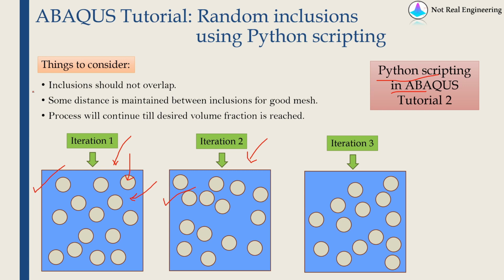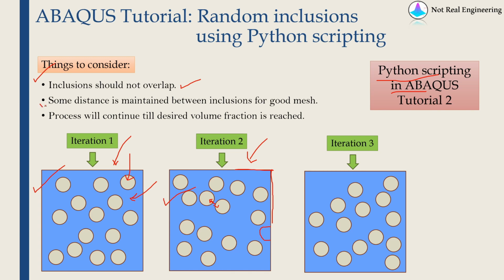While writing Python script, we have to consider some things. The first and most important thing is inclusions should not overlap. Therefore, whenever we create a new random inclusion, we have to make sure that it is not overlapping or intersecting with any existing inclusions. Also, we are going to make sure that it doesn't intersect with boundary as well. This second part is not necessary, but for simplicity of this video, I am going to do this. Maybe later on we can create inclusions which are cut by boundary. So inclusions something like this as well we can do, but not in this video.